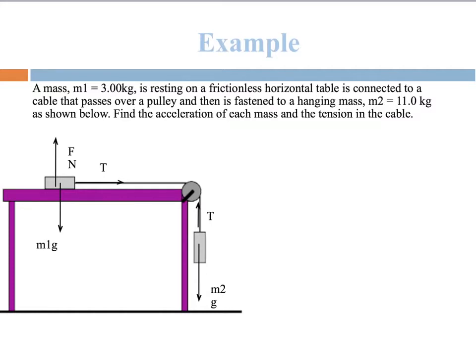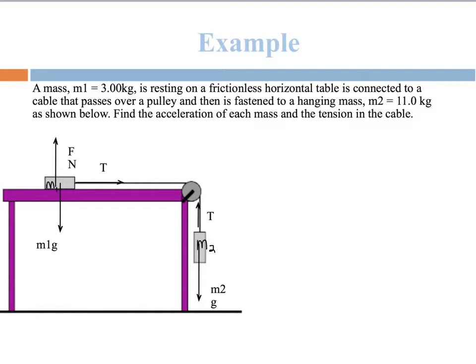Here we have on this first object, and we're going to call this mass 1, that we have a normal force up, we have a force of gravity down, and we have a tension to the right. On the second object, and we'll call this mass 2, we have a tension going up and then a mass 2 g going down.